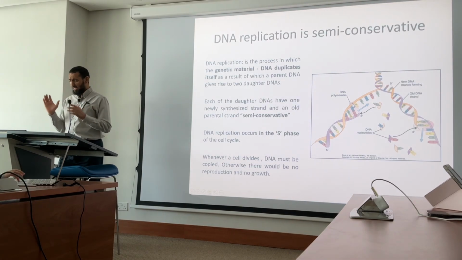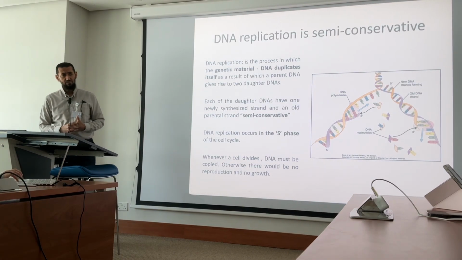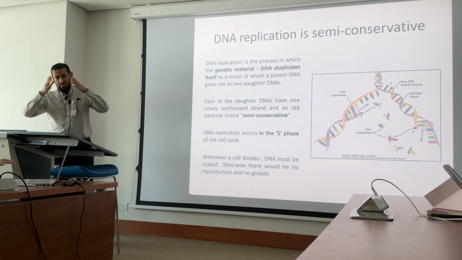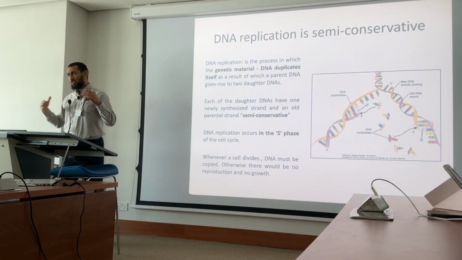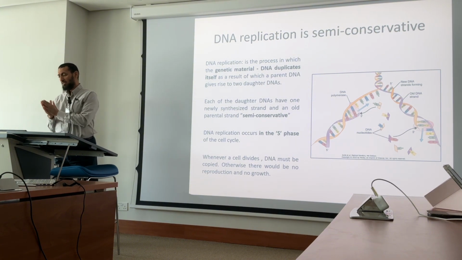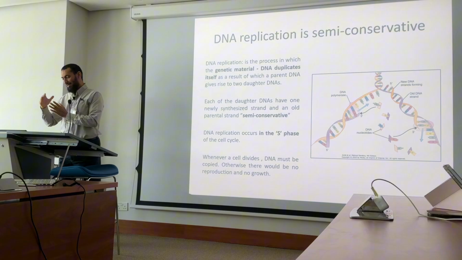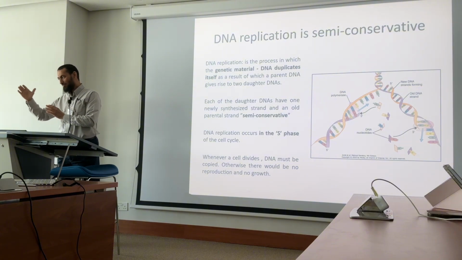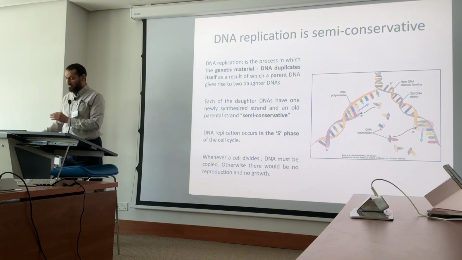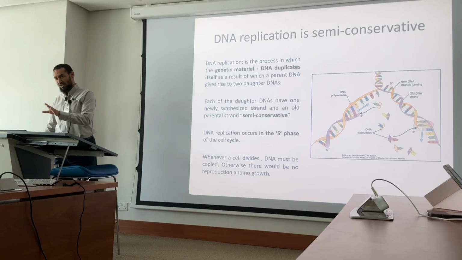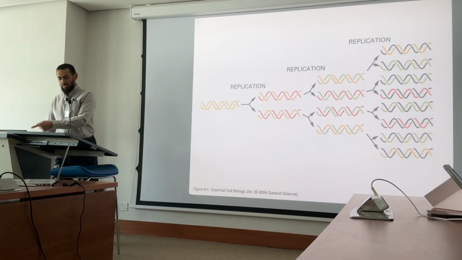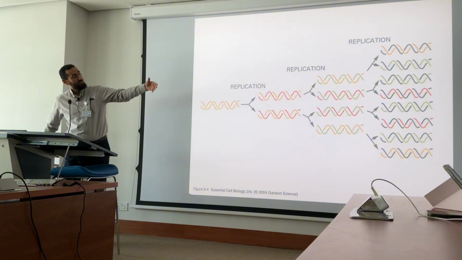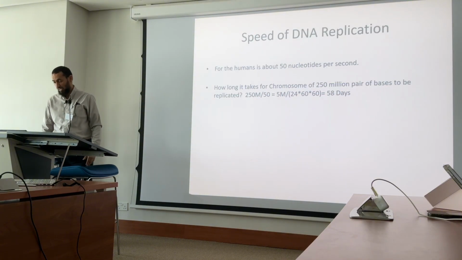DNA replication is semi-conservative. It means that the maternal strand will be replicated, exactly similar. So you keep one of the strands as the maternal, and you create another one as the new strand. This is what happens with multiple replication.